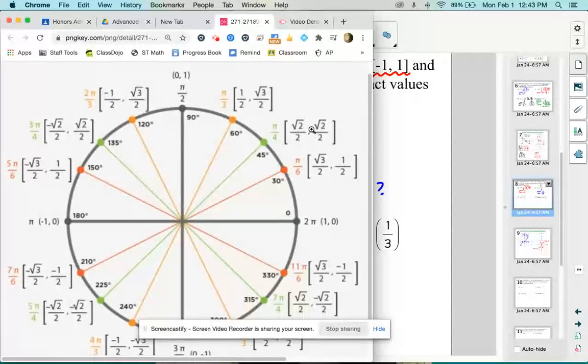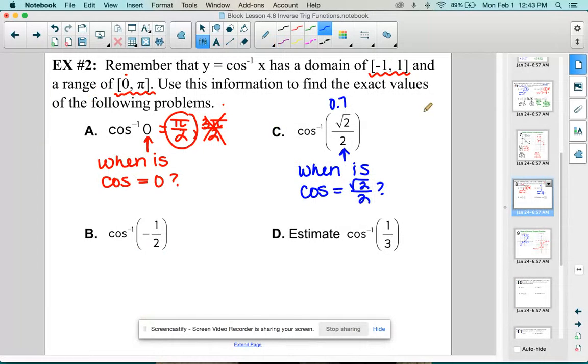So pi by 4, yes, and then 7 pi by 4 is also where cosine is radical 2 over 2. So I'm going to write both. And you're going to check and see which of those is in the interval 0 to pi. Pi by 4 is the only one that fits in between the interval, the range values for inverse cos, so we only have one solution.